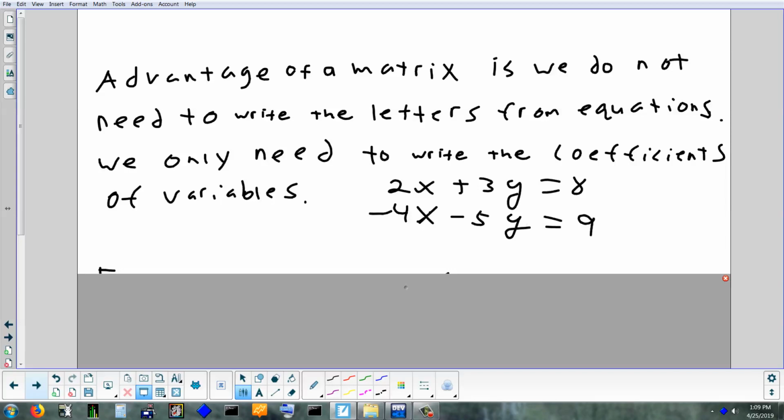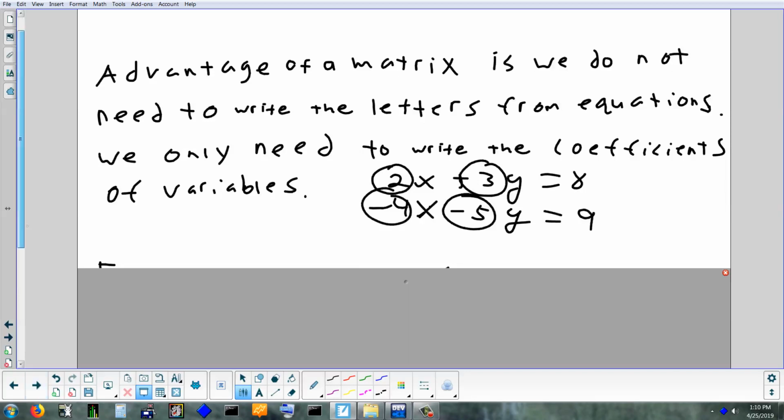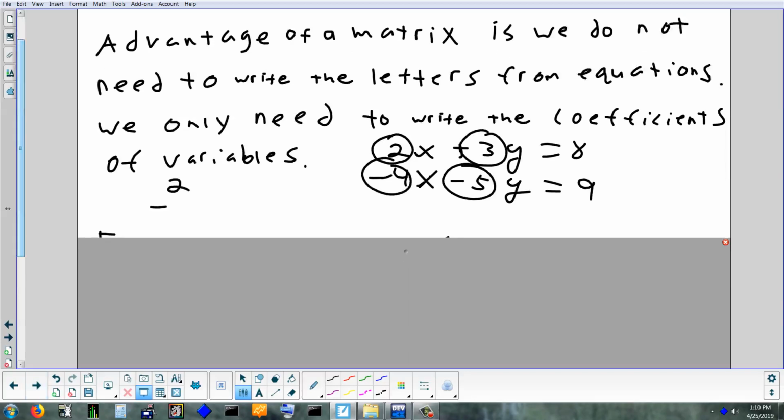So if you had that system and you wanted to write it as a matrix, what we're going to do is focus on the coefficients. 2, -4, 3, -5. And you would do something like this. 2, -4, 3, -5. We should start with that. We still got to deal with the 8 and the 9, but we'd start with those 4.